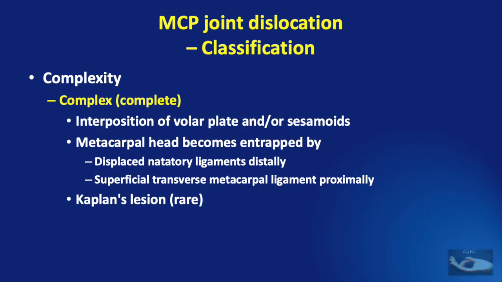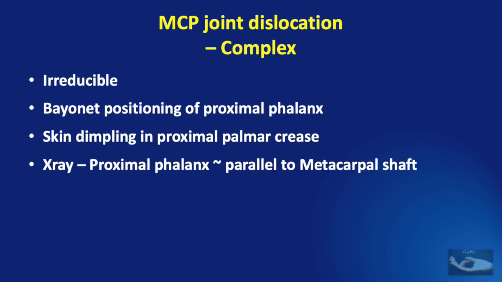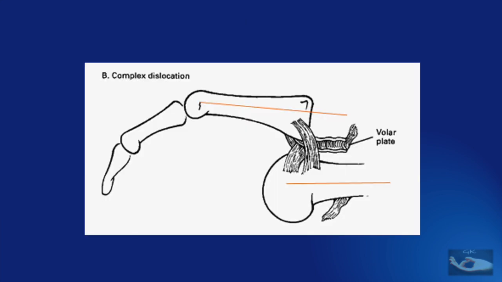In a complex dislocation or a complete dislocation as it is sometimes called, there is interposition of the volar plate and or sesamoid bones. The metacarpal head becomes entrapped by the displaced natatory ligaments distally, the superficial transverse metacarpal ligament proximally. This may persist as the Kaplan's lesion. This pattern of dislocation is typically irreducible and there is a bayonet positioning of the proximal phalanx with the skin dimpling in the proximal palmar crease. The X-ray shows the proximal phalanx is almost parallel to the metacarpal shaft.